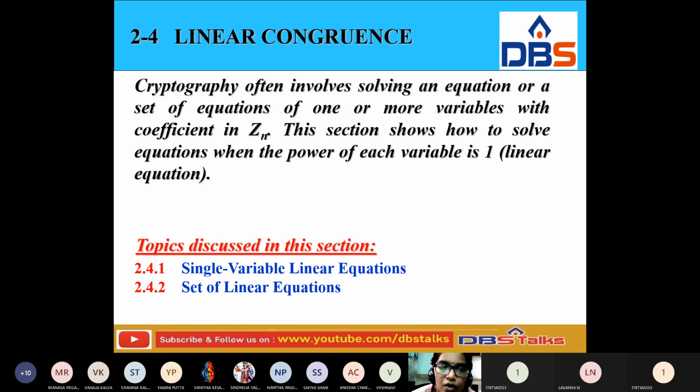See, this is the concept of the linear congruence technique. Cryptography often involves solving one equation or a set of equations of one or more variables. In this cryptography we can solve one equation or a set of equations. But with one or more variables with a quotient in Zn, the section shows how to solve the equations when the power of each variable is 1. If it is of type linear equations, we already know what linear equations are. So how are we going to perform this cryptographic concept on linear equations, let us see. We are discussing single variable equations and sets of linear equations.